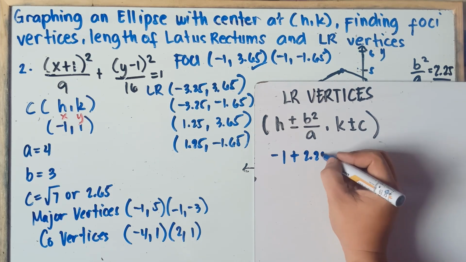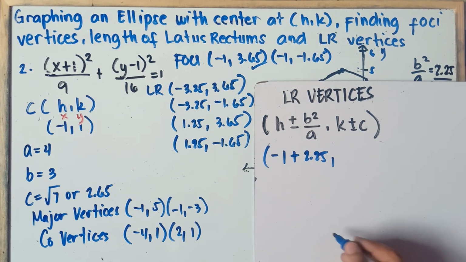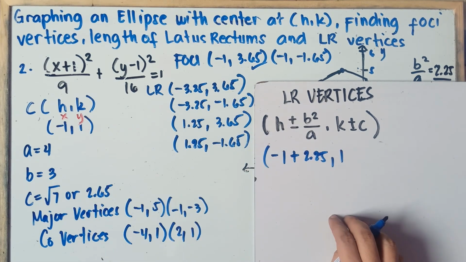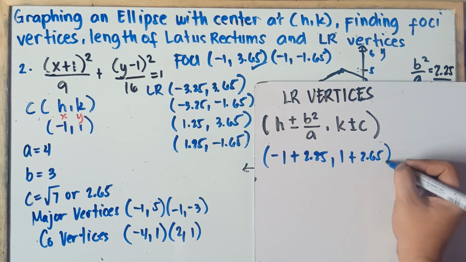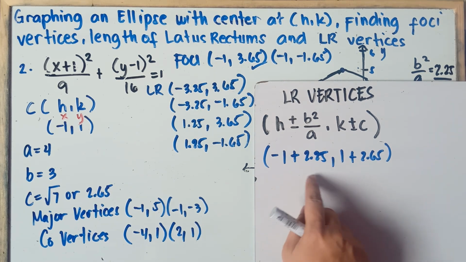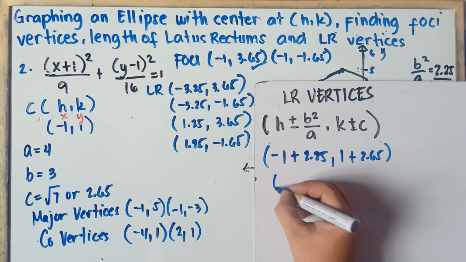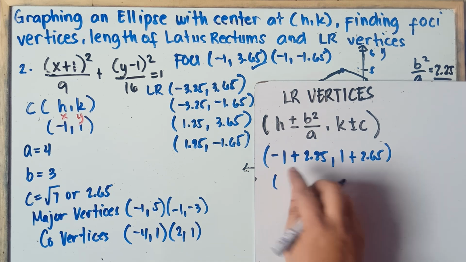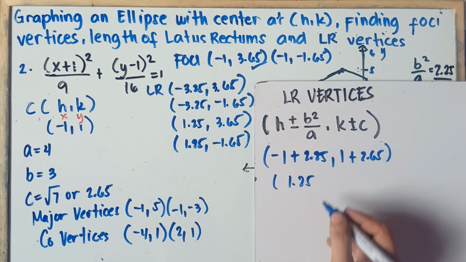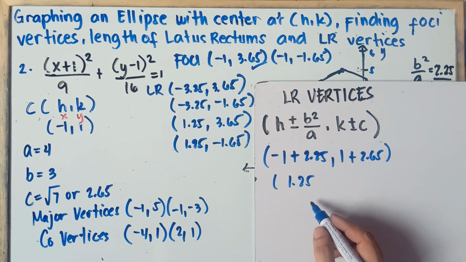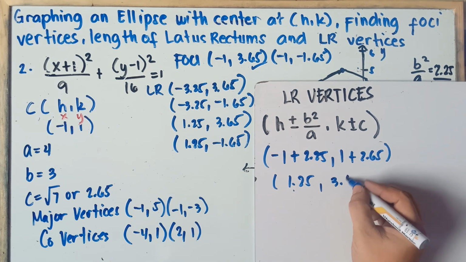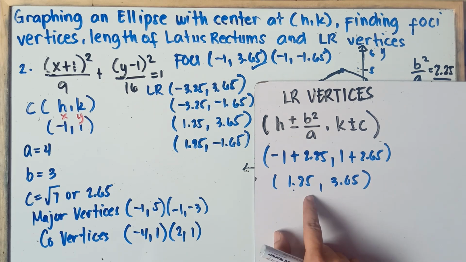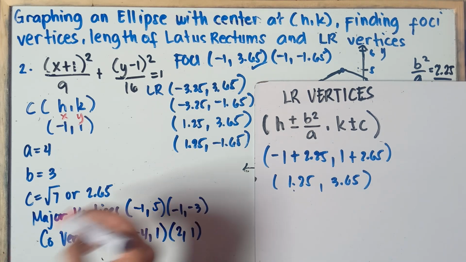Plus 2.25, comma, our k is positive 1. And let's have positive c, class. Our c is 2.65. Alright, so combine this one, class. Once again, if they don't have the same sign, subtract, then copy the sign of the larger number. So 2.25 minus 1, of course, that would be positive 1.25 because 2.25 is greater than 1. So positive 1.25, comma, 1 plus 2.65, that would be 3.65. 1.25 and then 3.65. Yup, same answer, class.